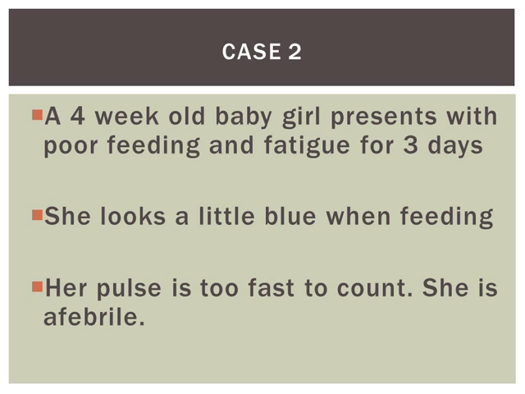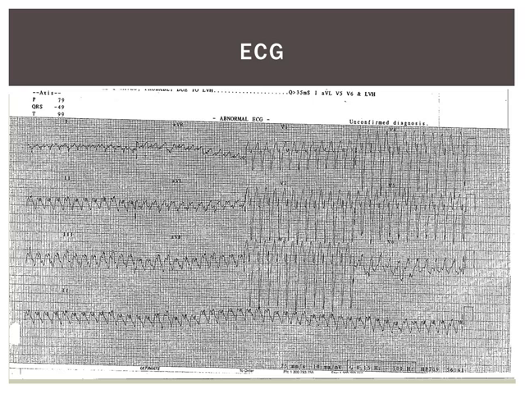So case 2: a 4-week-old baby girl presents with poor feeding and fatigue for 3 days. She looks a little blue when feeding. Her pulse is too fast to count, she's afebrile, and she's got crackles in both her lung bases.